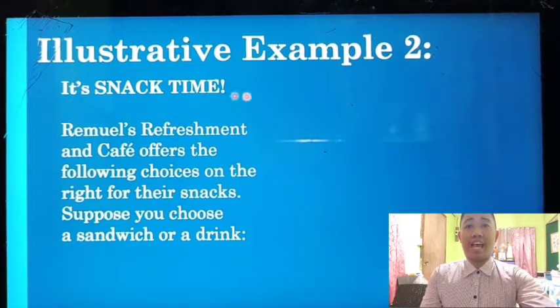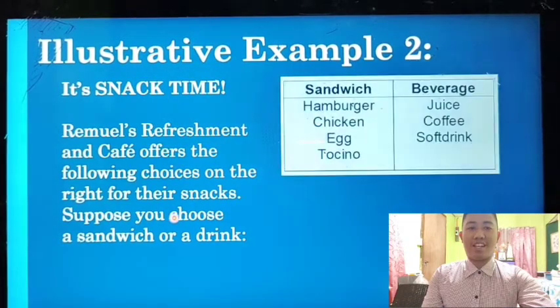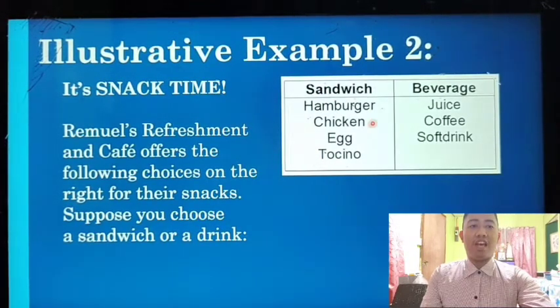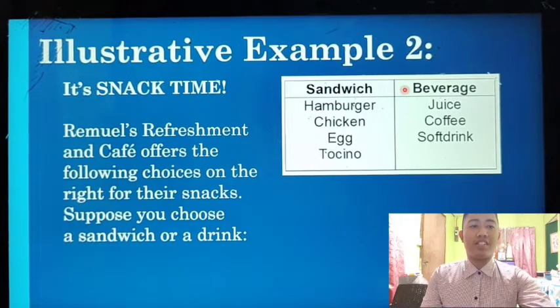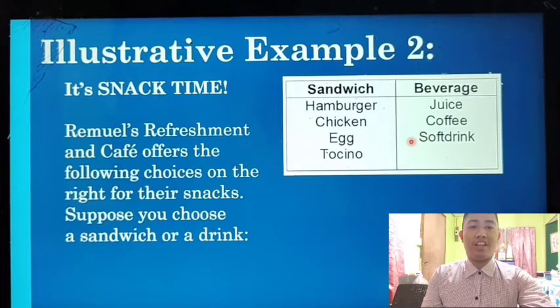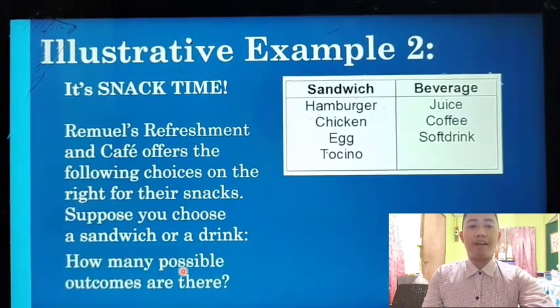Okay, so it's snack time. Remwell's Refreshment and Cafe offers the following choices on the right for their snacks. So we have the different choices of sandwiches. We have the hamburger, the chicken, the egg, and tocino. And of course, we have the different choices of beverages. We have the juice, the coffee, and the soft drink. So suppose you choose only a sandwich and a drink. My dear friends and students, the question is, how many possible outcomes are there?